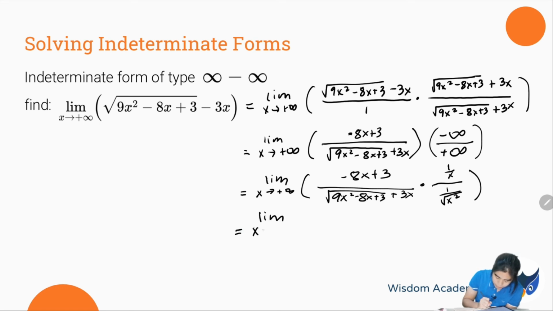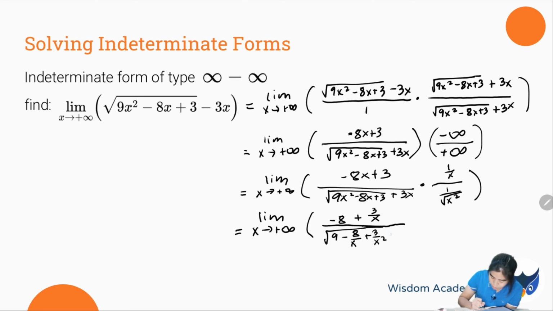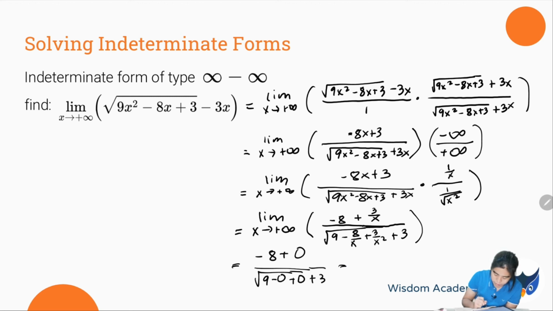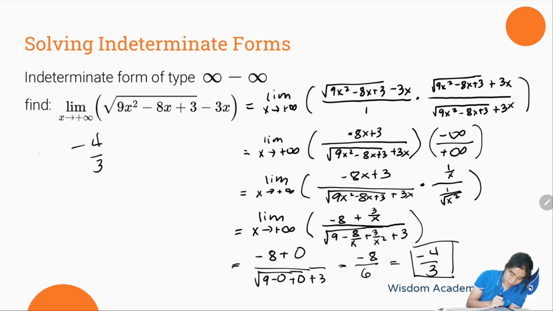Magre-result to sa... solving this, pwede na tayo mag-direct substitution. So, makukuha natin dito is negative 8 plus 3 over infinity is 0. So, square root of 9, 0 plus 0 plus 3. Square root of 9 is 3. 3 plus 3, 6. Negative 8 over 6 is equals to negative 4 over 3. So, ito na ang final answer natin. Negative 4 over 3.